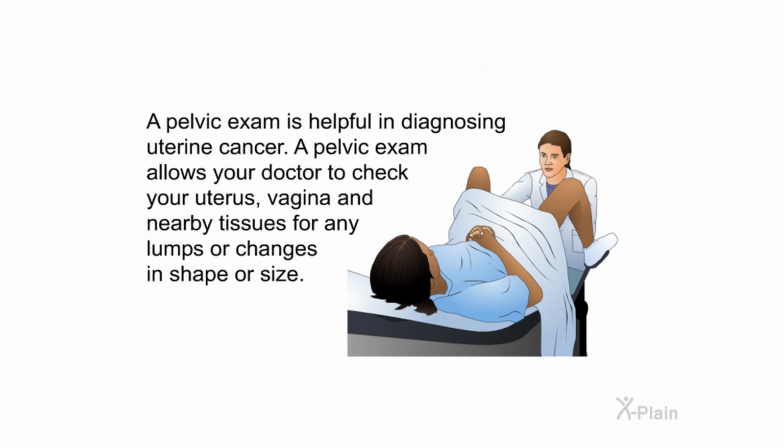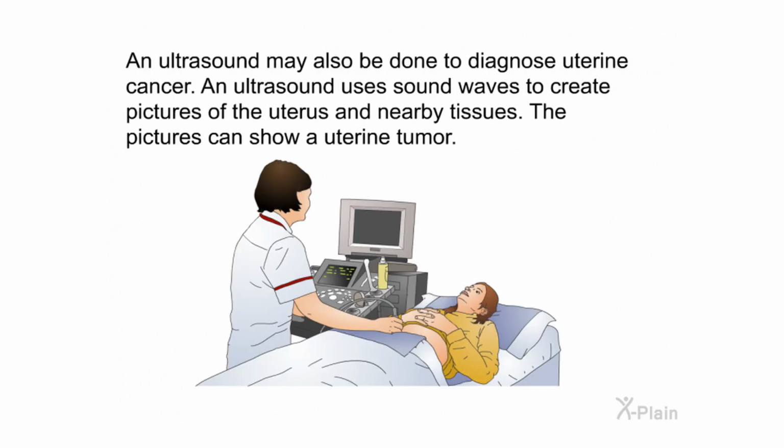A pelvic exam is helpful in diagnosing uterine cancer. A pelvic exam allows your doctor to check your uterus, vagina, and nearby tissues for any lumps or changes in shape or size. An ultrasound may also be done to diagnose uterine cancer. An ultrasound uses sound waves to create pictures of the uterus and nearby tissues. The pictures can show a uterine tumor.